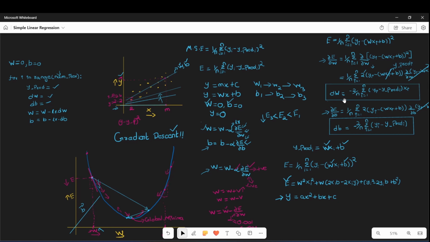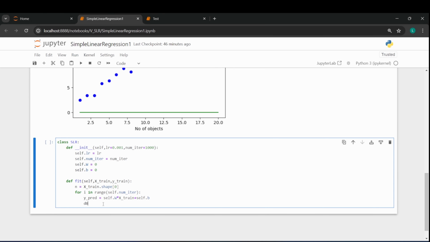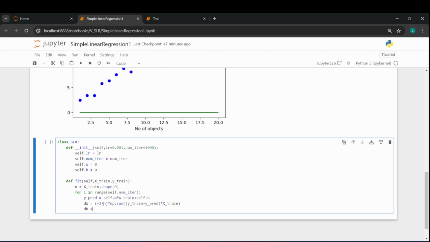We know the formula for both of them. For dw it's 2 by n into sigma i equal to 1 to n of (yi minus ypred of i) into xi, and for db it's minus 2 by n into sigma i equal to 1 to n of (yi minus ypred of i). So dw equal to minus 2 divided by n into np dot sum of (y_train minus ypred) into xtrain, and then db equal to minus 2 divided by n into np dot sum of (y_train minus ypred).